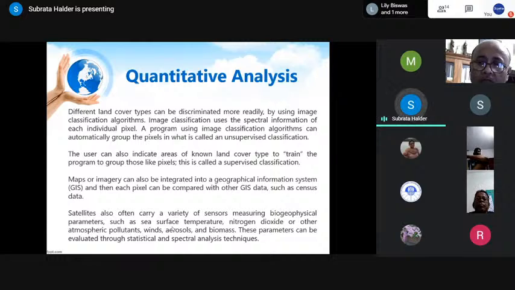Maps or imagery can also be integrated into a geographical information system, that is GIS, and then each pixel can be compared with other GIS data such as census data. Satellites also often carry a variety of sensors measuring biogeophysical parameters such as sea surface temperature, nitrogen dioxide or other atmospheric pollutants, winds, aerosols, and biomass. These parameters can be evaluated through statistical and spectral analysis techniques.